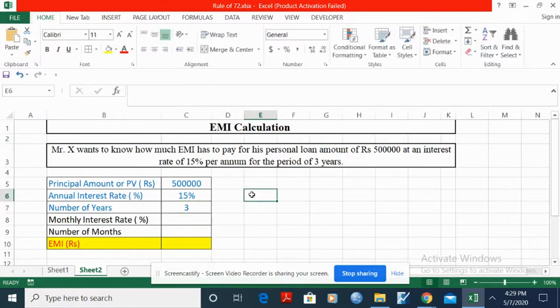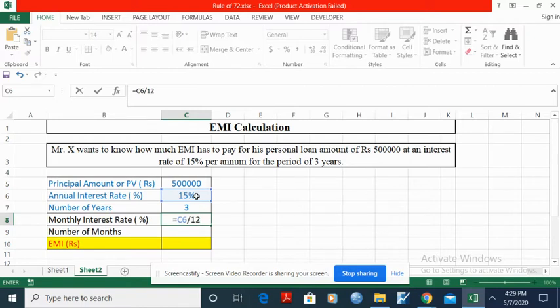In order to calculate EMI, you need to convert yearly data into monthly data. So now, the monthly interest rate. Convert the yearly interest rate of 15% into a monthly interest rate. So what you do is: equal to, take the cell reference of the annual interest rate, 15 percent, divided by 12. You are converting the yearly interest rate into a monthly interest rate.